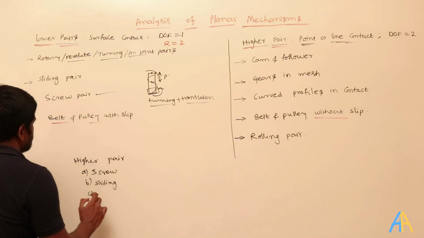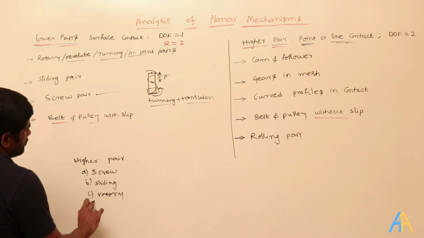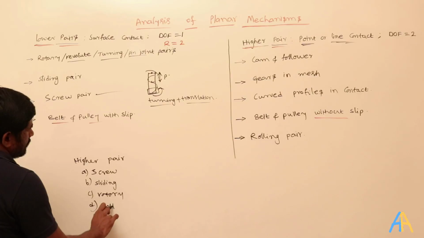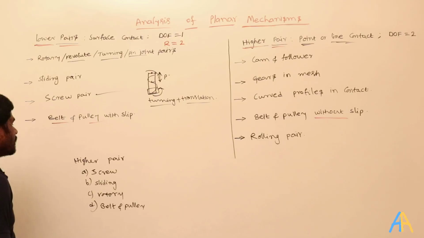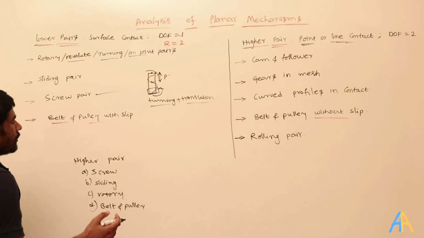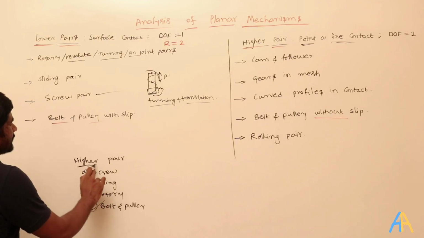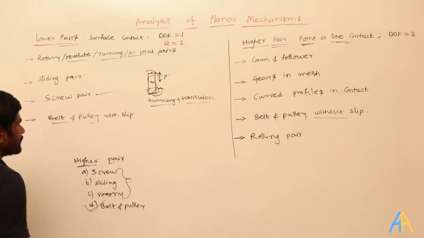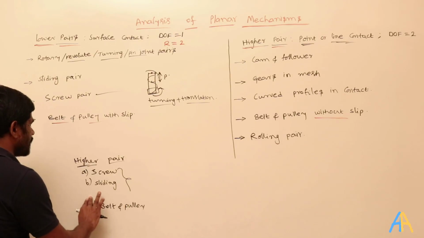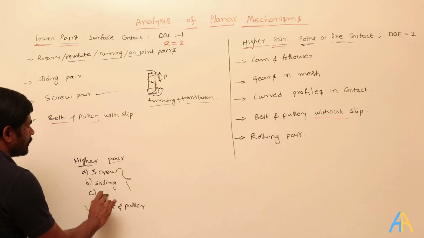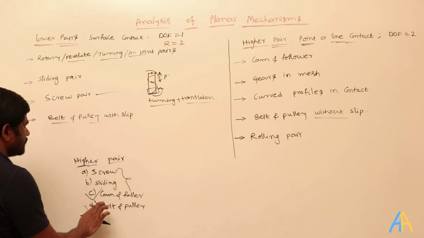And then here rotary, and then D is belt and pulley, and here it is not mentioned whether it is a slip or not. So what is the most probable answer here? Only the belt and pulley, because we need to select the higher pair. Why? Because these three are obviously lower pair. Otherwise, if in the options you have cam and follower in place of C, then what happens? Automatically you need to select C instead of D.